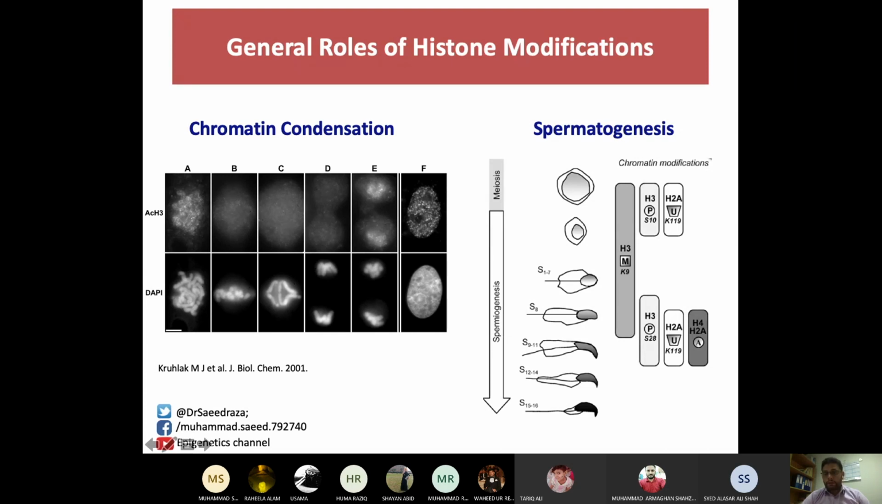and not only the acetylation. For example, this is the lysine 9 methylation, and also the serine 10 phosphorylation. They are also playing a very vital role in the spermatogenesis process. This overall tells you that the role of chemical modification cannot be ruled out in normal developmental processes.